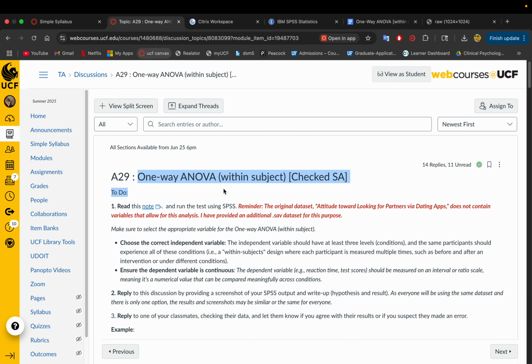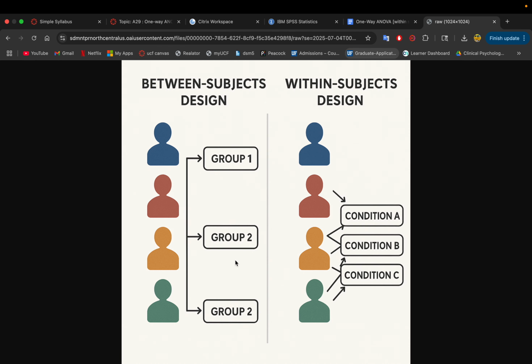Today we're going to be doing the one-way ANOVA within subjects. I have a chart here for you guys to understand this a little better. Today we're doing it within subjects, so that basically means every person in the study is trying every condition or level, whatever you want to call it. The lesson before this is the between subjects design, and that's when every person is in a different group of flavor or whatever. So let's get into it.